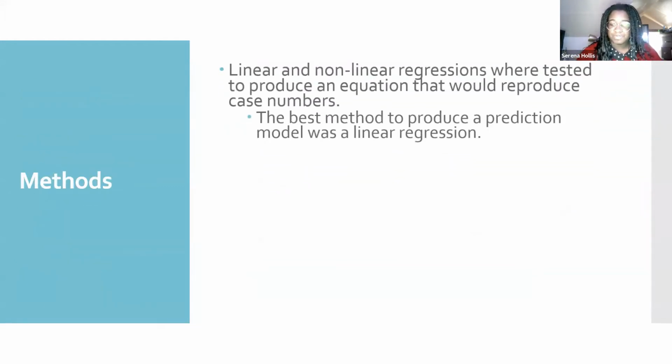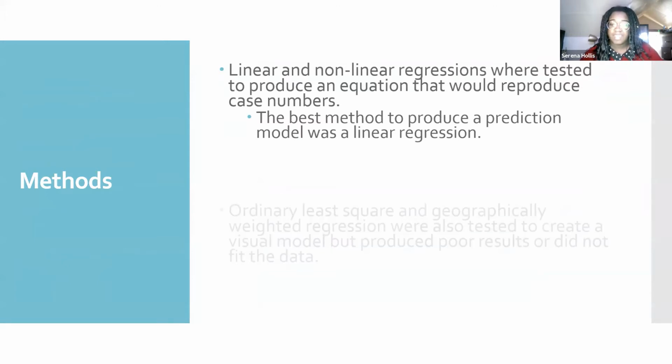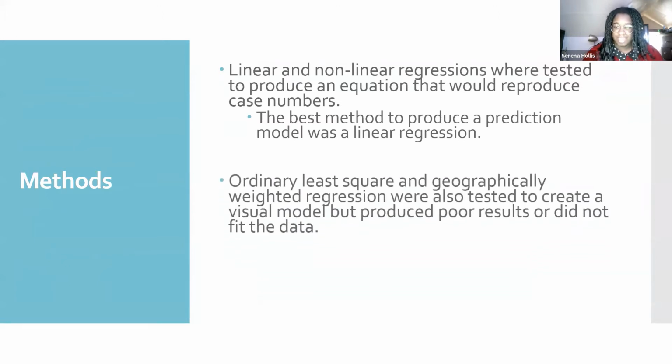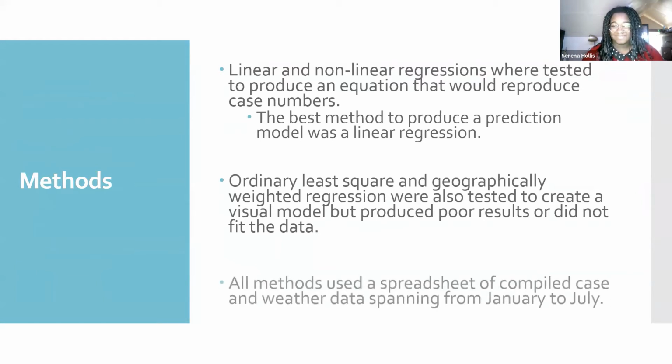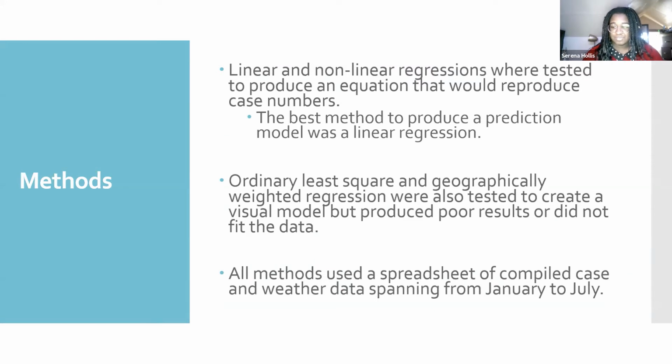And then for the actual production or my methods, I first used linear and nonlinear regressions to test an equation that would produce my predictions. And then I figured out that the best method for my predictions would be to use a linear regression. I also tried ordinary least squares and geographically weighted regression, but they were producing poor quality results, so I couldn't really use them. And then all the methods that I used use a spreadsheet that I have of all of my weather data spanning from January to about July.